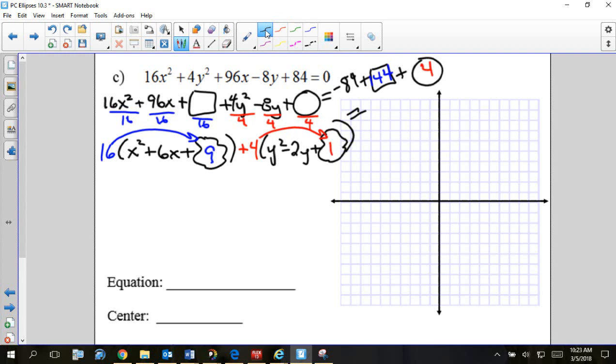Then I'm going to factor, so I'll have 16 parentheses x plus 3 squared plus 4 parentheses y minus 1 squared equals, add all that up, 64, is it? I can't remember. I'll look.